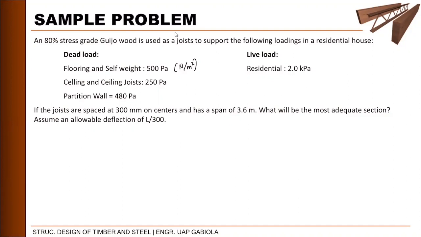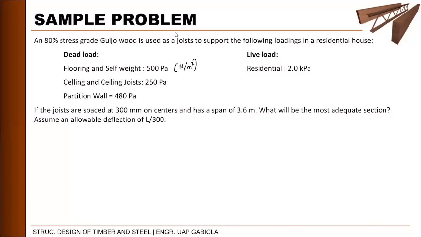This is based from, I think, UBC, no? Then for residential, nakalagay sa kanya is 2.0 kilopascal or 2,000 Pascal. Okay? So the question is, if the joists are spaced at 300 millimeters on centers and has a span of 3.6 meters, what will be the most adequate section? Meaning, will satisfy yung ating four requirements, which is bending, shear, deflection, and yung lateral stability, and assume an allowable deflection of L over 300.